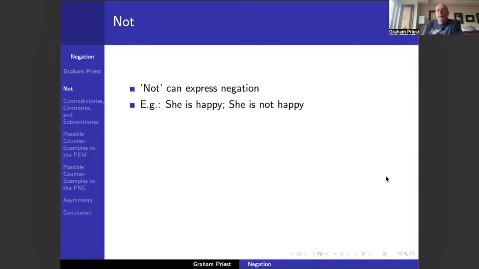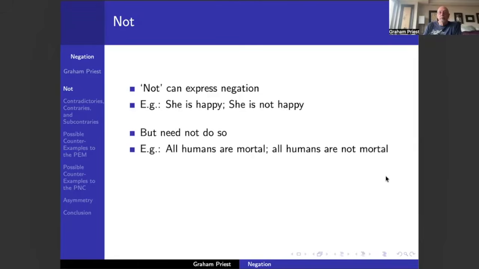But the word not need not express negation. So for example, suppose I say all humans are mortal and you say all humans are not mortal, then you have not negated what I just said. The negation of all humans are mortal is some humans are not mortal. So sticking a not into the sentence does not always negate it. All right, that's one reason why the word not might not express negation.